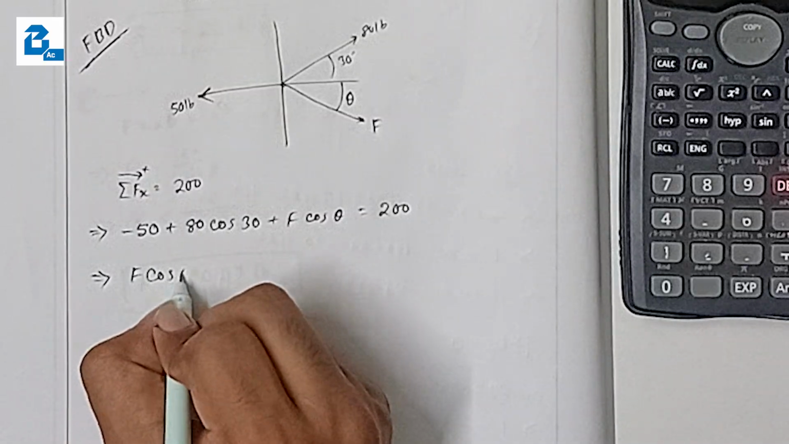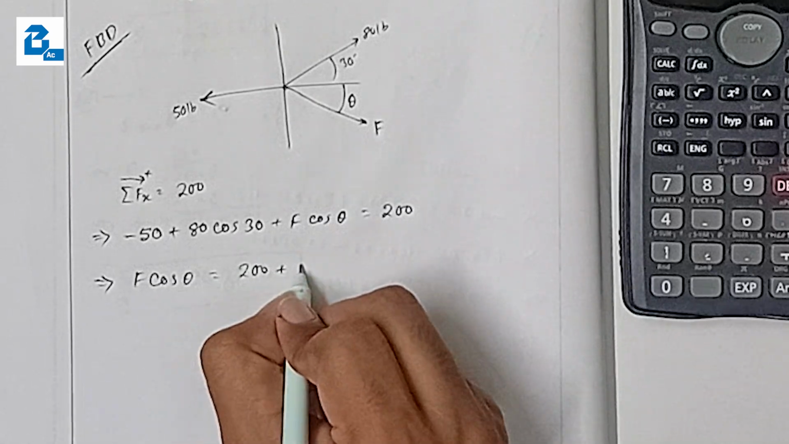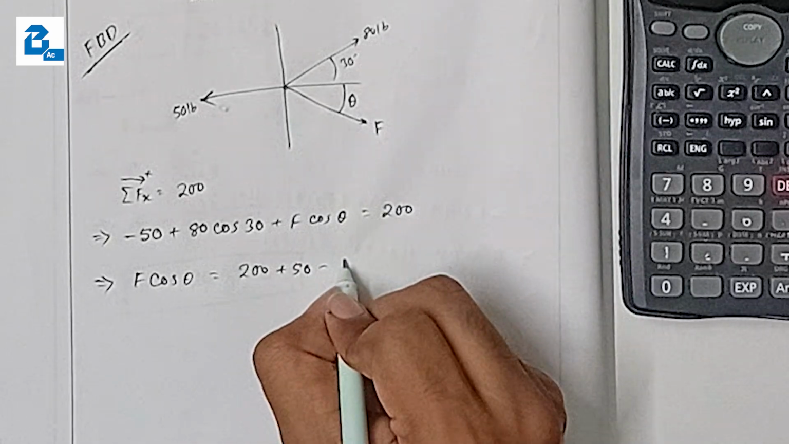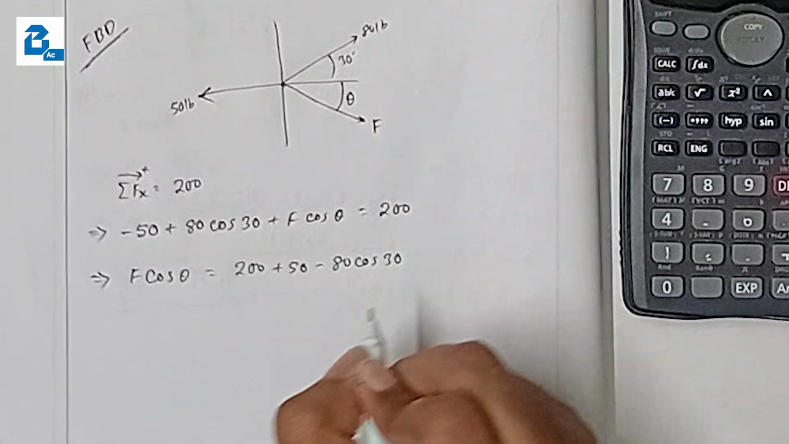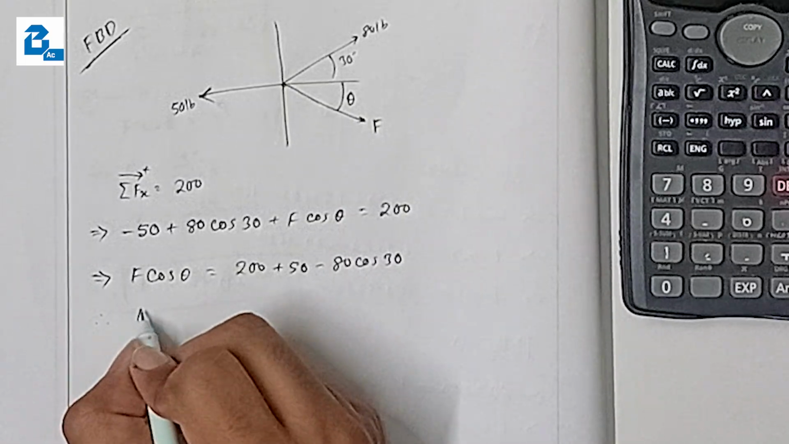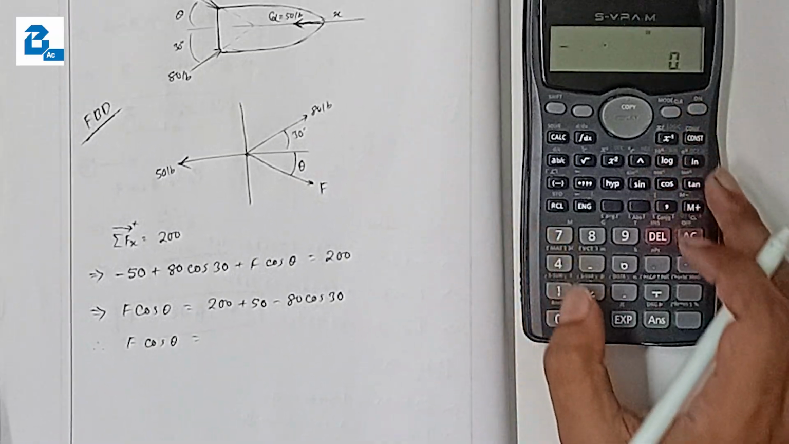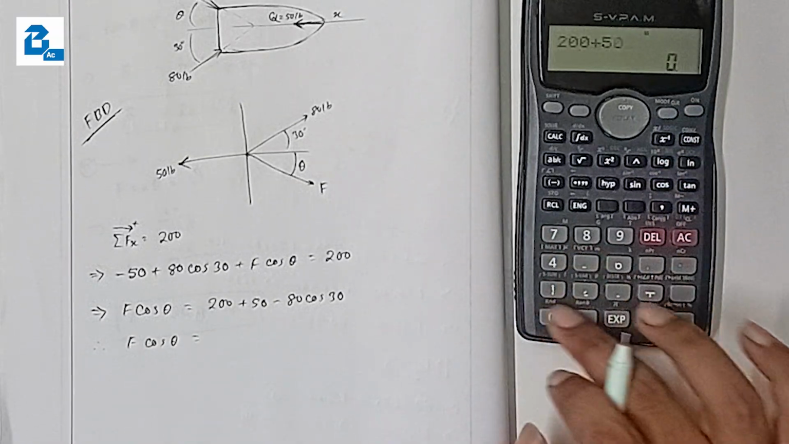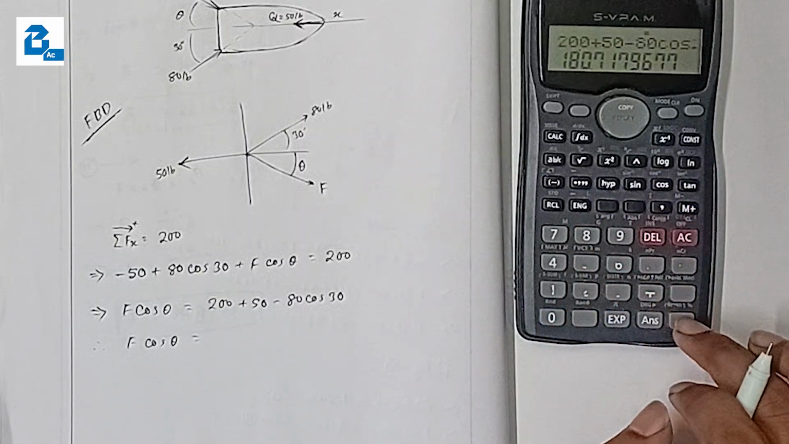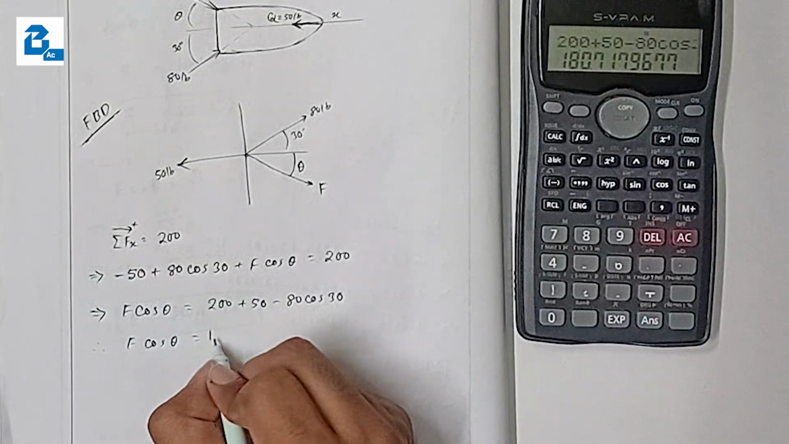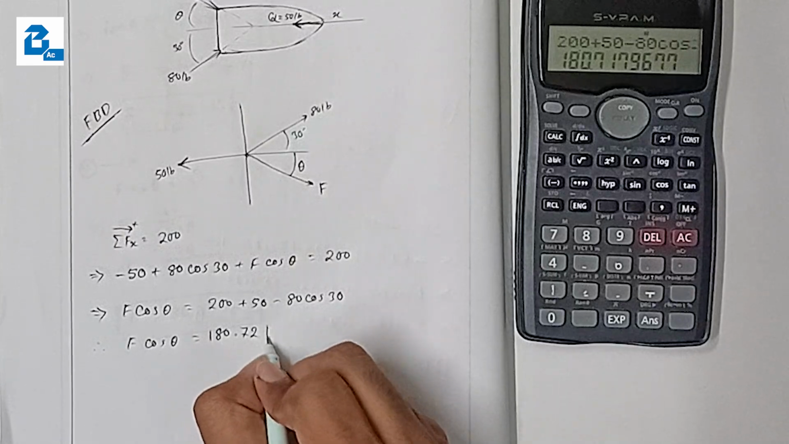F cos theta equals 200 plus 50 minus 80 cos 30. Therefore, F cos theta equals 200 plus 50 minus 80 cos 30 degrees. Then we will get 180.72 pound.